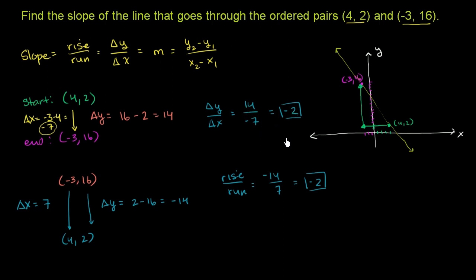When we did it the other way, we started at negative 3 comma 16 and ended at 4 comma 2. So in that situation, our run was positive 7. And now we have to go down in the y direction since we switched the starting and the end point. And now we had to go down negative 14. Our run is now positive 7 and our rise is now negative 14. Either way, we got the same slope.